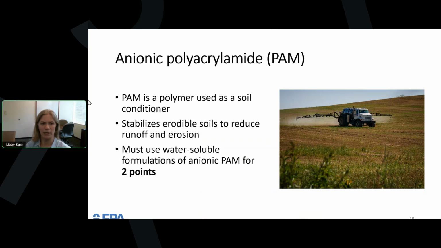Anionic polyacrylamide, or PAM, is used as a soil conditioner in some agricultural and urban settings to reduce soil erosion. This is a new mitigation measure added this year. PAM stabilizes soil particles and would reduce pesticide movement through sediment erosion and liquid runoff. This mitigation measure is worth 2 points. To qualify, water-soluble formulations of anionic PAM must be used. This is because of toxicity concerns associated with oil-based formulations of anionic PAM.